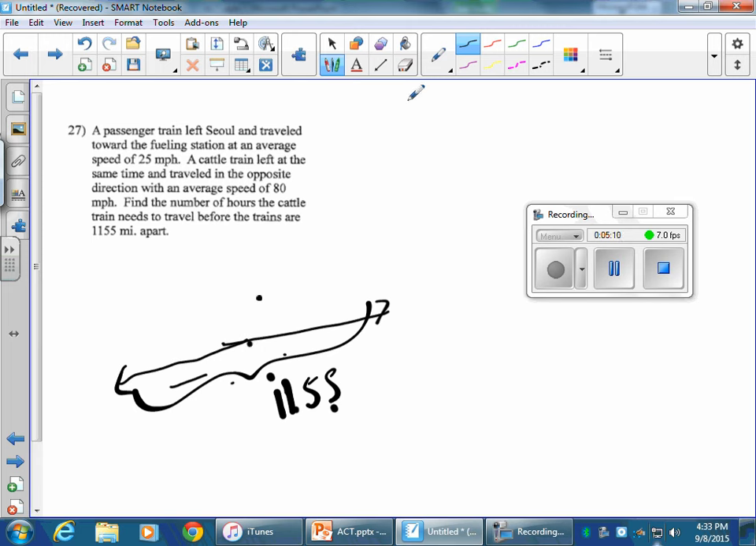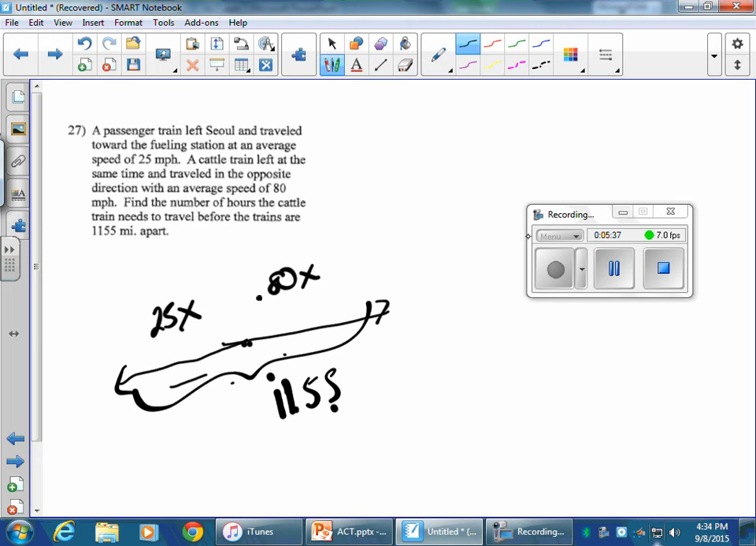Passenger train, and it is going to go towards the fueling station at an average of 25 miles per hour. So I'm just going to put 25 times x. I don't know how many hours it's going to go that way. The cattle train is going to leave at the same time, so x is going to be my hours, but it's going to go 80 miles per hour. So 80 times x. So when will they be 1,155 miles apart?